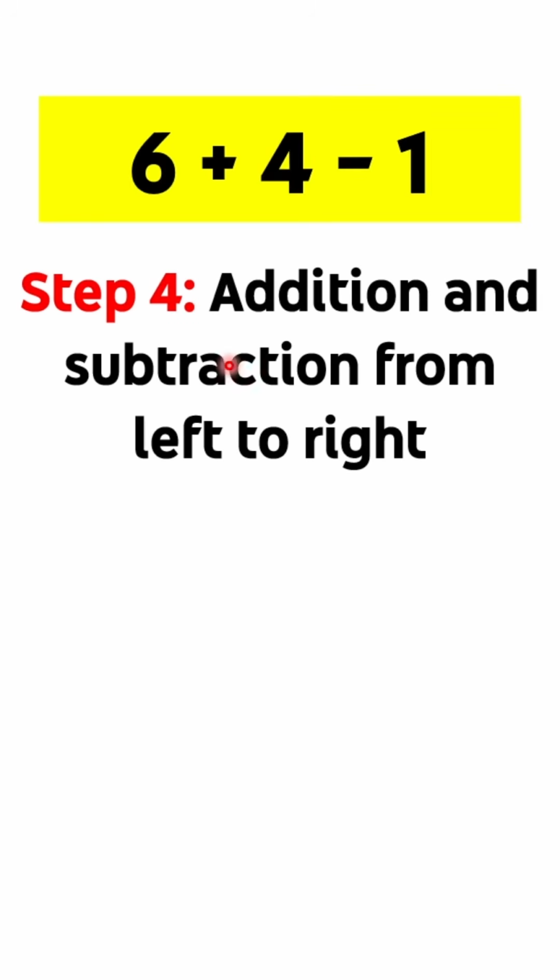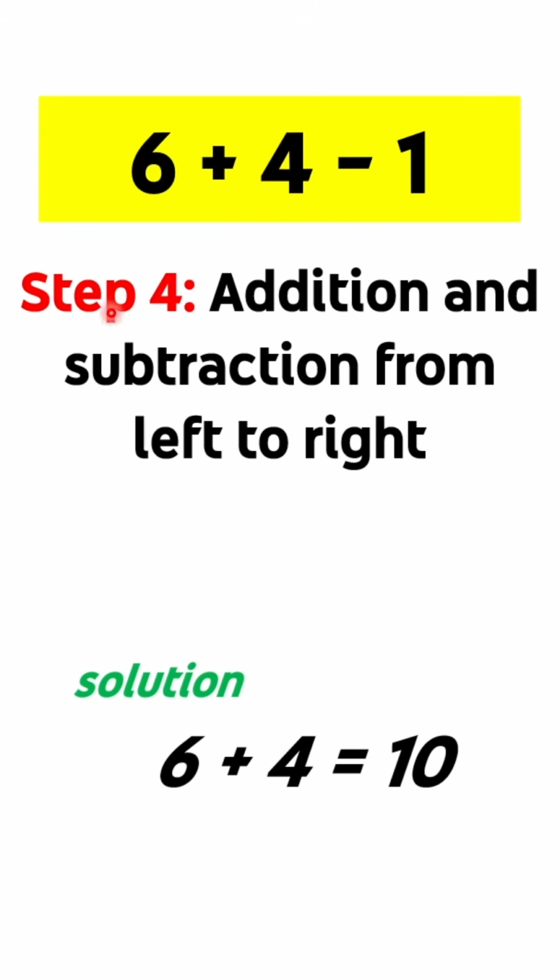For the next step, addition and subtraction from left to right. So from left, we have 6 plus 4. So our solution, 6 plus 4 is equal to 10. Then now we have 10 minus 1.